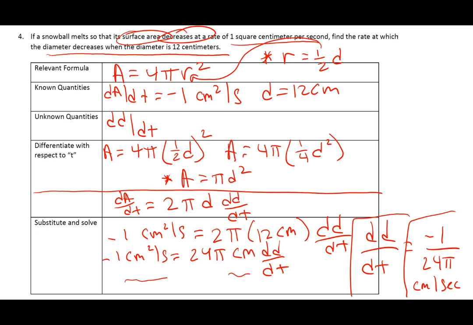Again, I would implore you to just leave it in terms of pi. If you insist on turning it into a decimal, you have to make sure you put parentheses around the denominator, and then you have to make sure that you round to the nearest hundredth. So that's the end of the lesson for today, focusing just on circles and spheres. Just make sure you're using the negatives appropriately for when things are getting smaller, shrinking, or decreasing, as opposed to when they're not.